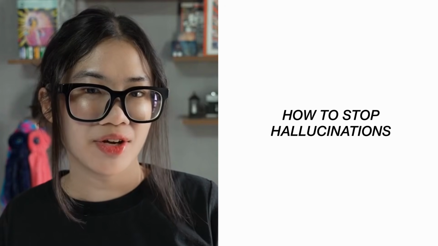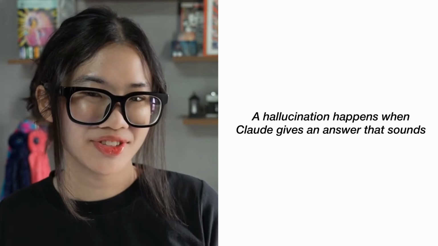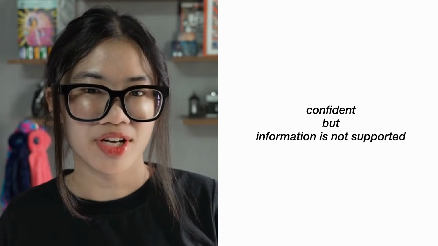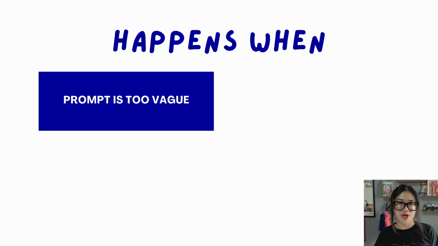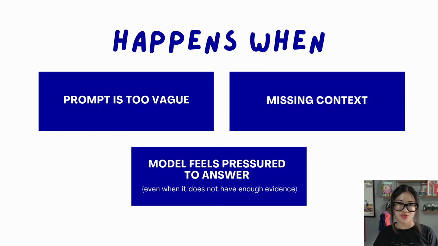Now let's talk about hallucinations. A hallucination happens when Claude gives an answer that sounds confident, but the information is not actually supported. This usually happens when the prompt is too vague, the context is missing, or the model feels pressured to answer, even when it does not have enough evidence. So if you want more reliable answers, you need to give Claude safety rules.